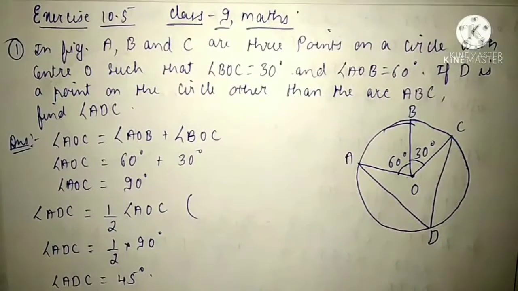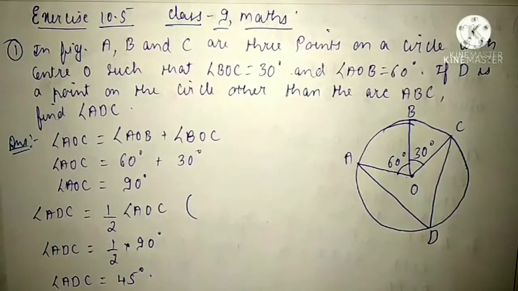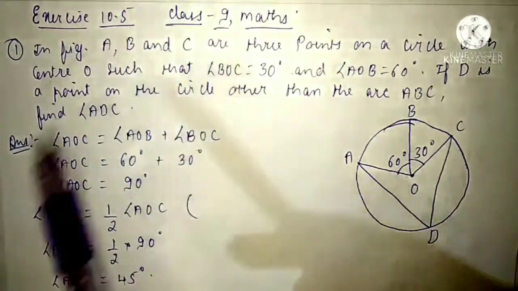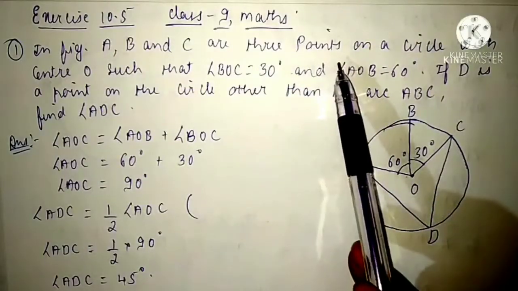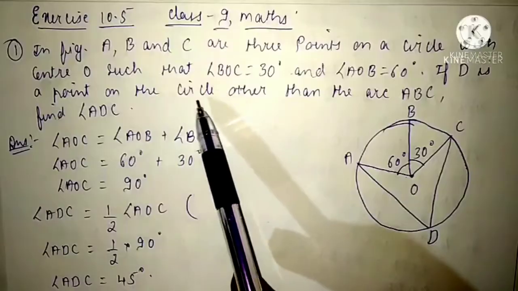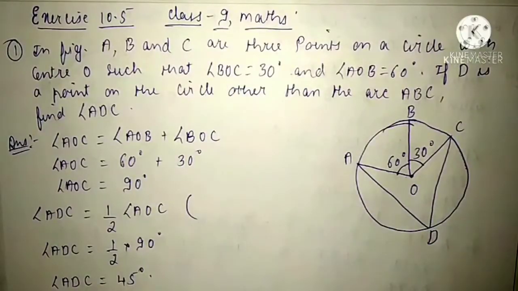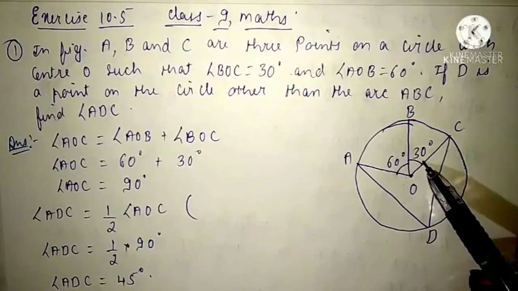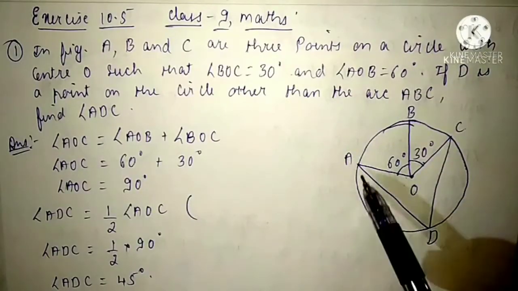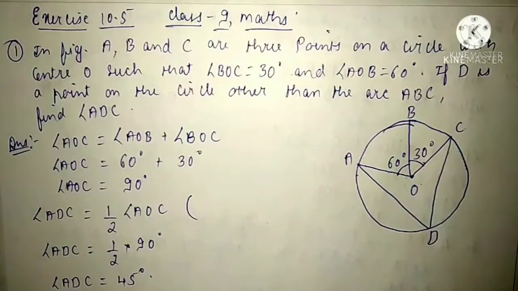So let's start our exercise 10.5. Now see the first question. In figure A, B and C are 3 points on a circle with center O such that angle BOC is equal to 30 degrees and angle AOB is equal to 60 degrees.